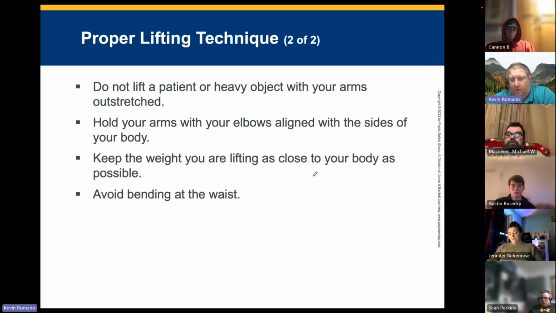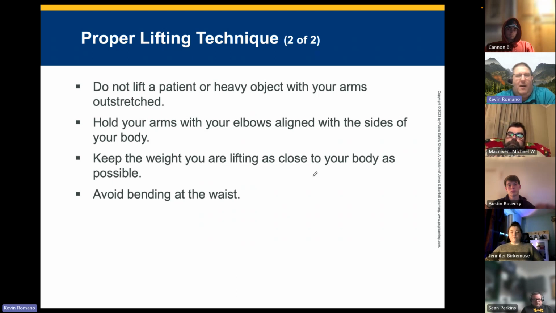Last thing you want is to tear your shoulder. Hold your arms so that your elbows are aligned with the sides of your body. Keep the weight you are lifting as close to your body as possible. It helps distribute the weight better throughout your spinal cord. Avoid placing lateral force across the spine, sideways leverage against the lower back.